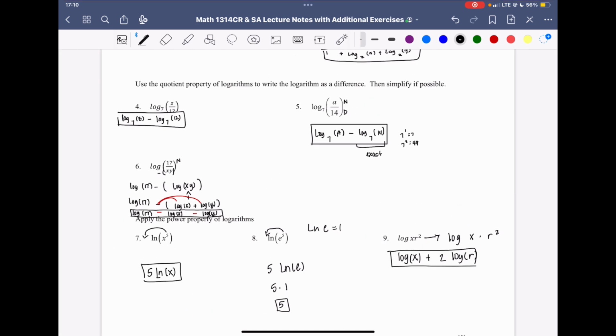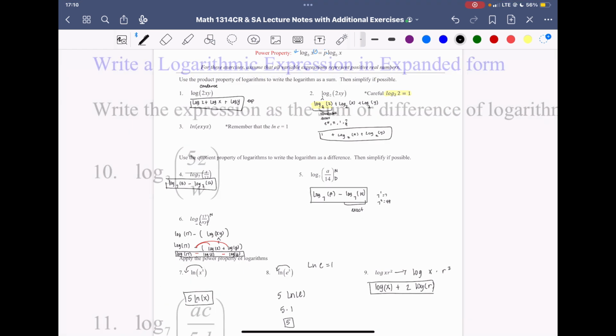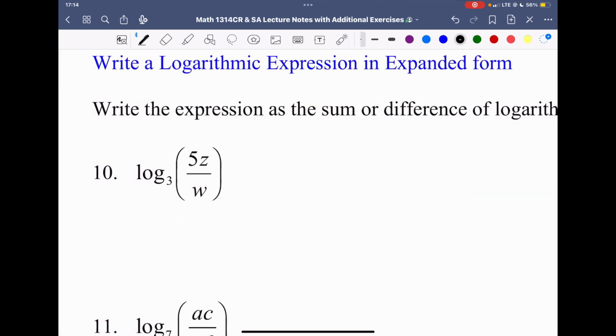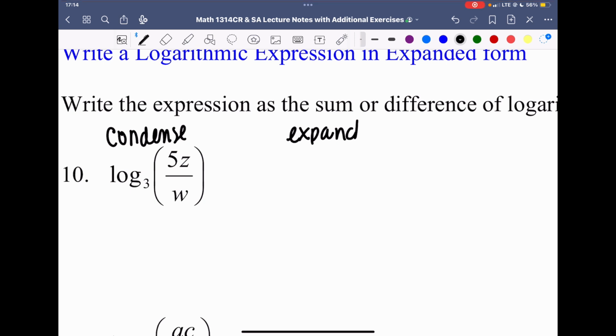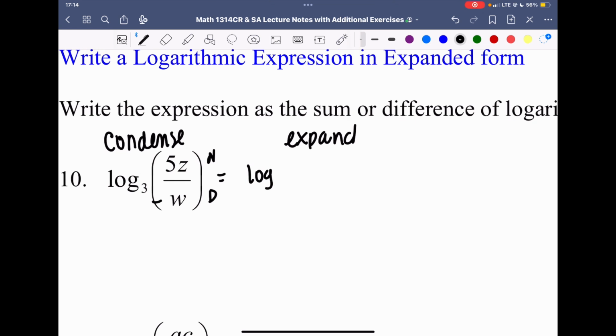Okay, so the next page is going to be a combination of everything, all the steps together, the way we were doing earlier, and then we're going to go from expand to condense. Again, this is condensed form, and then we're going to do expanded form. And we're combining all of these rules. Everything has to have the same base, so it's log. This is the numerator, this is the denominator. That's going to have a negative with it. And these are going to be plus. Log 3, 5 plus log 3z minus log 3w.